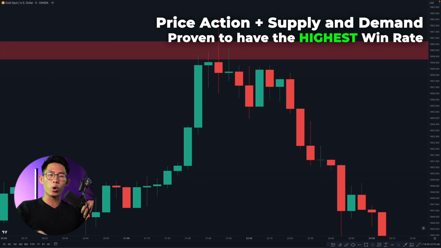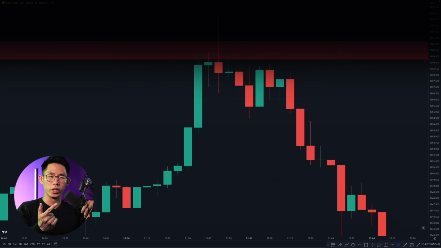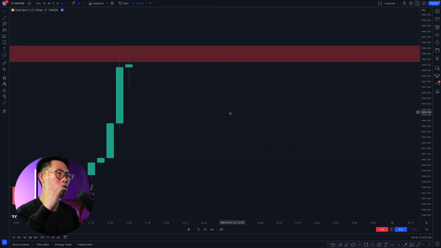So in this strategy, we will combine both price action and supply and demand, because these 2 concepts have been proven to have the highest win rate, and they are also my favorite trading strategies. Now the first strategy is the momentum candlesticks strategy.